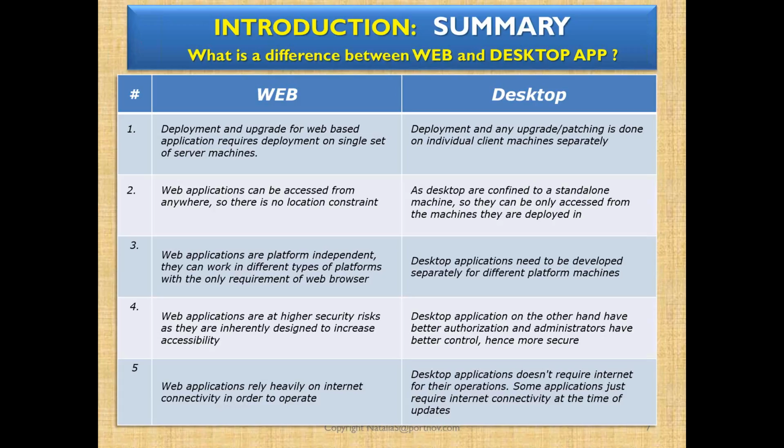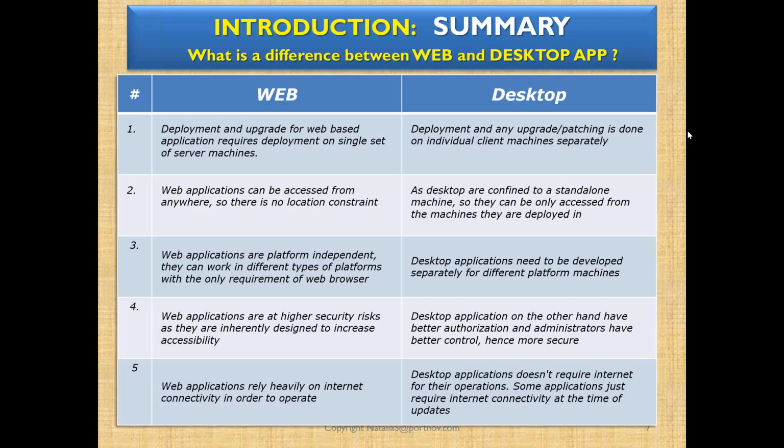And on the desktop, patching or upgrading is done on the individual client machine separately. On the web, from your phone, it could be accessed from anywhere, and there is no location concept. As a desktop user, you're confined to a standalone machine. This is your machine, you're downloading, and that's it. Web applications are platform independent, okay? But desktop applications need to be developed for each of the different platform machines.